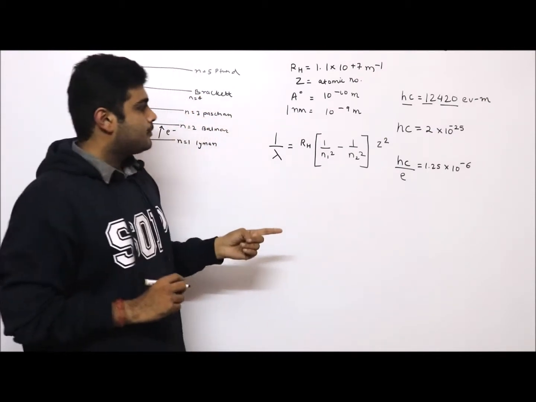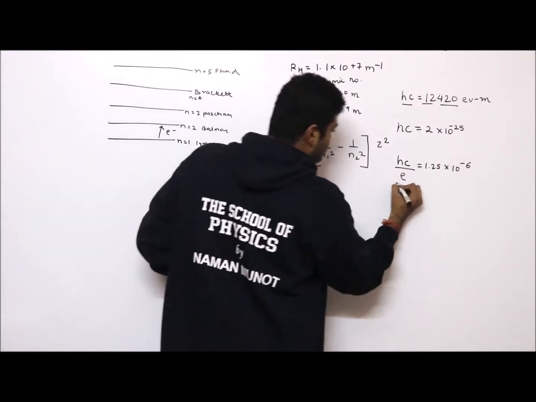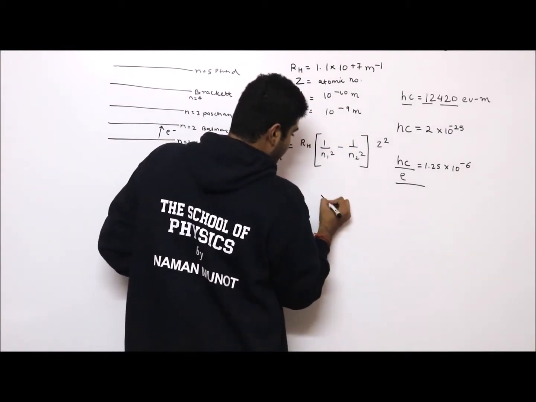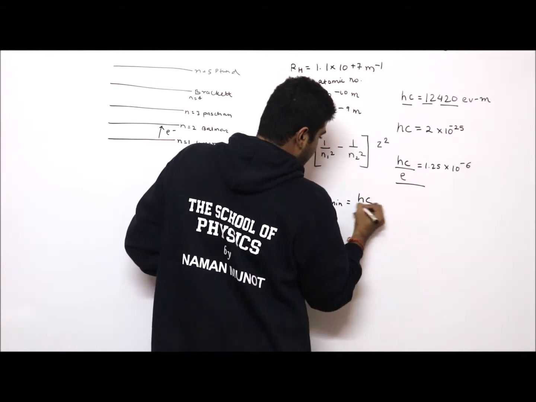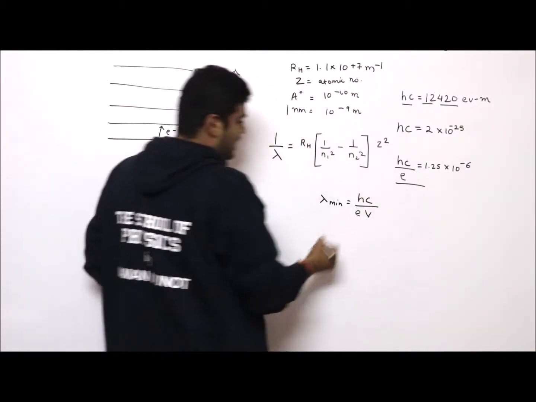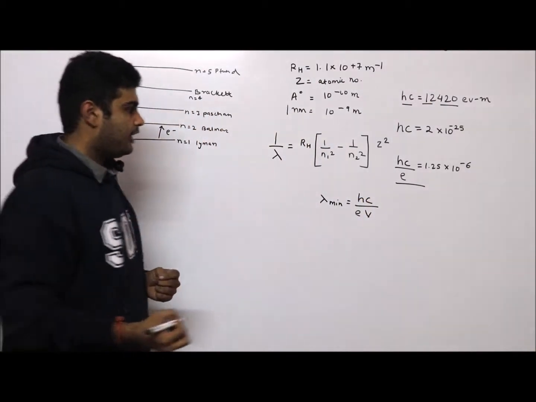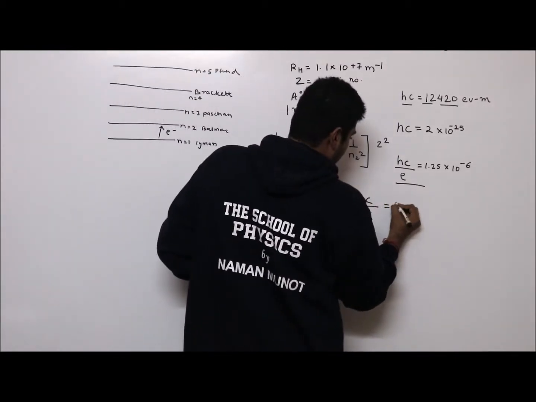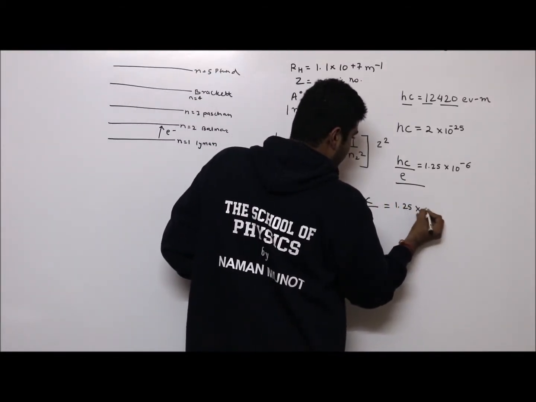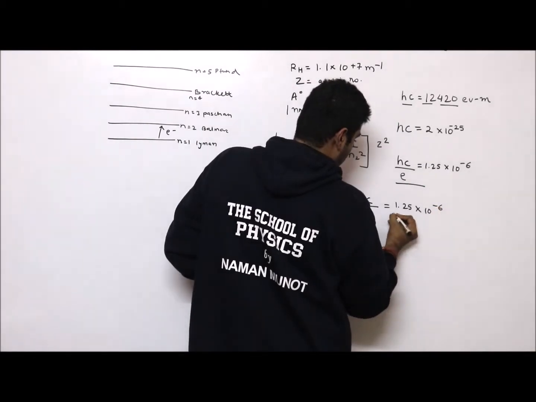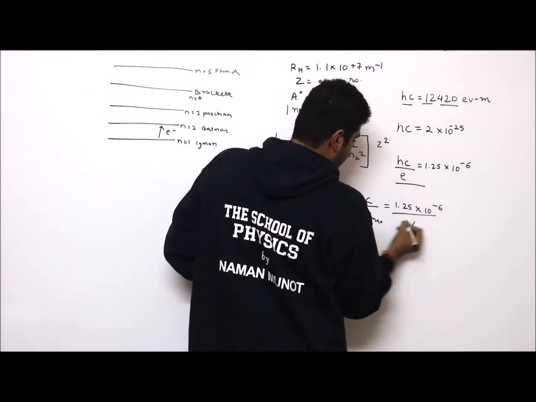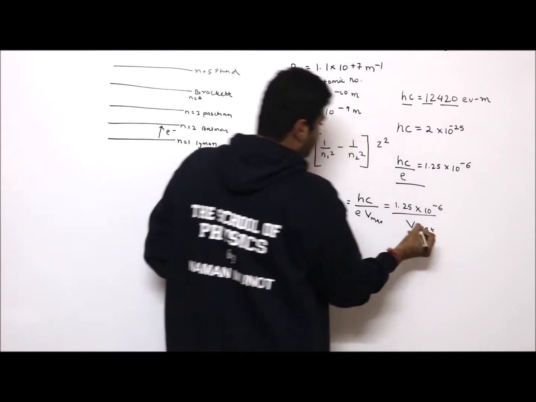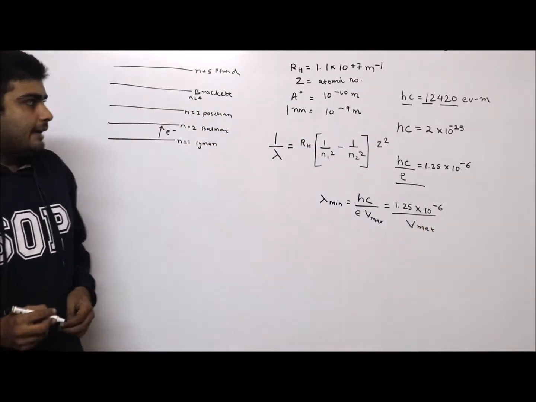Where will this be used? This will be used in finding lambda minimum, equal to hc by e into voltage, as we have seen in the photoelectric effect. So this will be used as 1.25 into 10 to the power minus 6 upon V, the maximum voltage. Write this down.